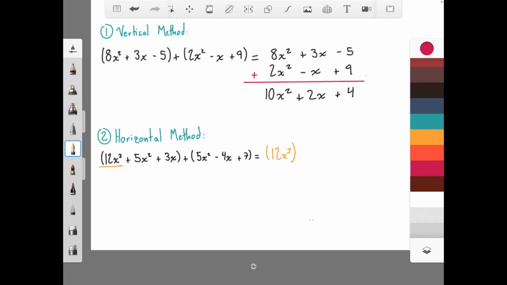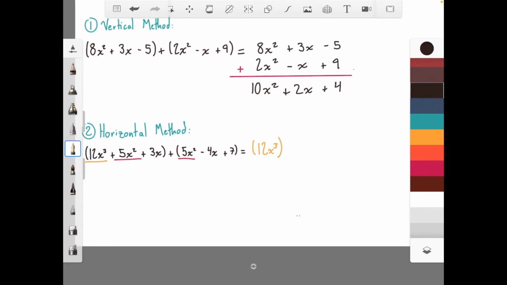Now with another color we're going to find the ones that have a variable of x and an exponent of 2. So this one has it and this one also has it. So now we're going to say plus 5x to the second power plus 5x to the second power.